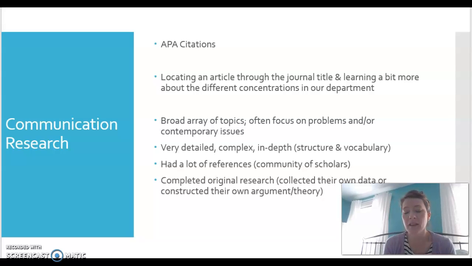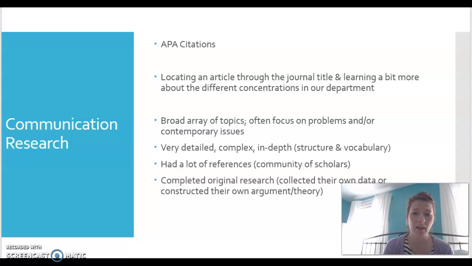And within this broad array, however, there's often a focus on problems or even contemporary issues, things that you might be interested in in your everyday life as a person who lives in this world. So issues about race, about gender, about contemporary events, Me Too, or social media itself, the rise of social media and what that means in our lives. So many of you noted that there is this connection to everyday things that we might care about, even though they're framed within this research language that might be different than the way we talk about them every day. That research language itself is very detailed, complex, and in-depth.